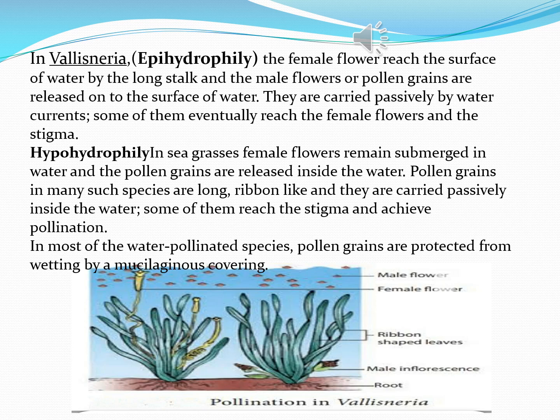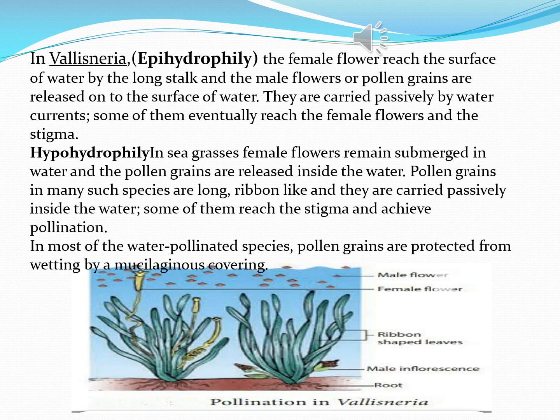The pollen grains of many such species are elongated ribbon-like structures, and these are carried passively inside the water. Some of them reach the stigma and achieve pollination. In case of Vallisneria, the pollination happens above the water level. In case of seagrasses, it happens inside the water.